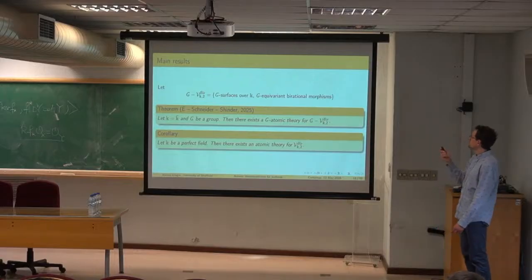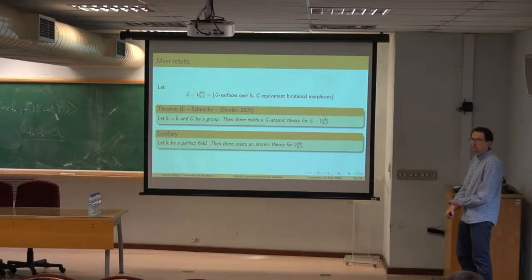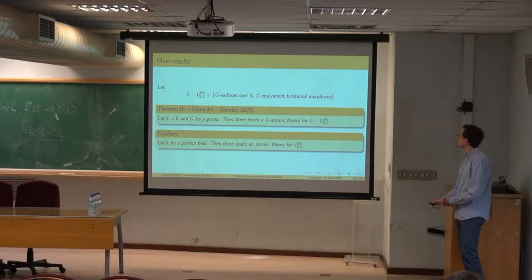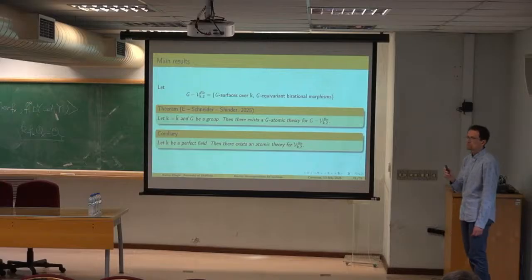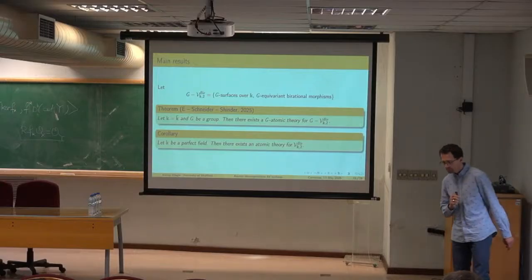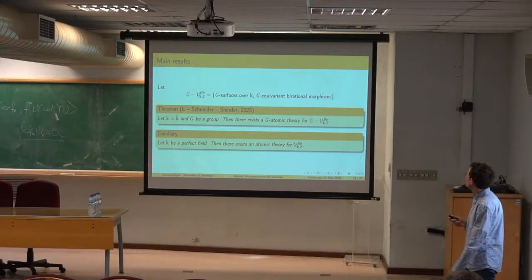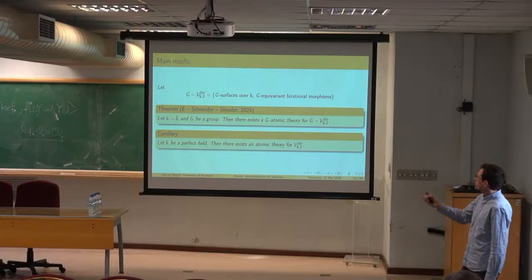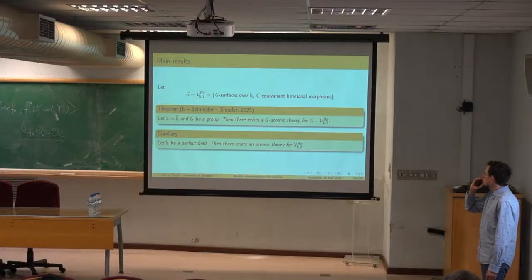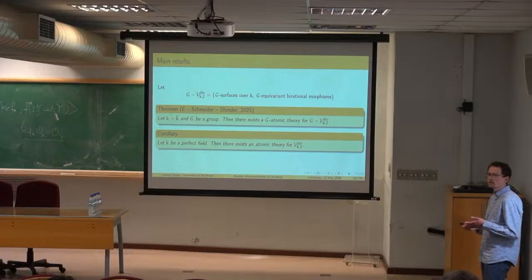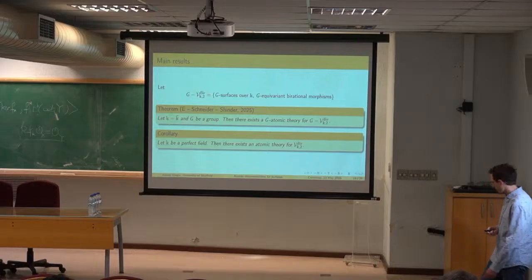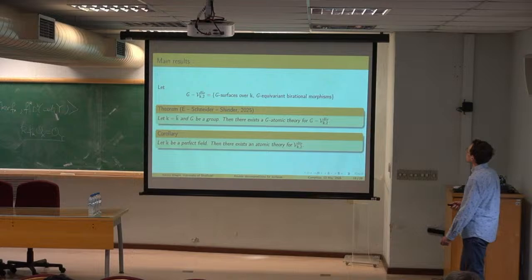So the first result is that a G-atomic theory exists for surfaces with a group action under some technical conditions that I prefer not to discuss. And as a corollary, we get that atomic theories exist for surfaces over any perfect non-closed base field. Surfaces here are smooth and projective.